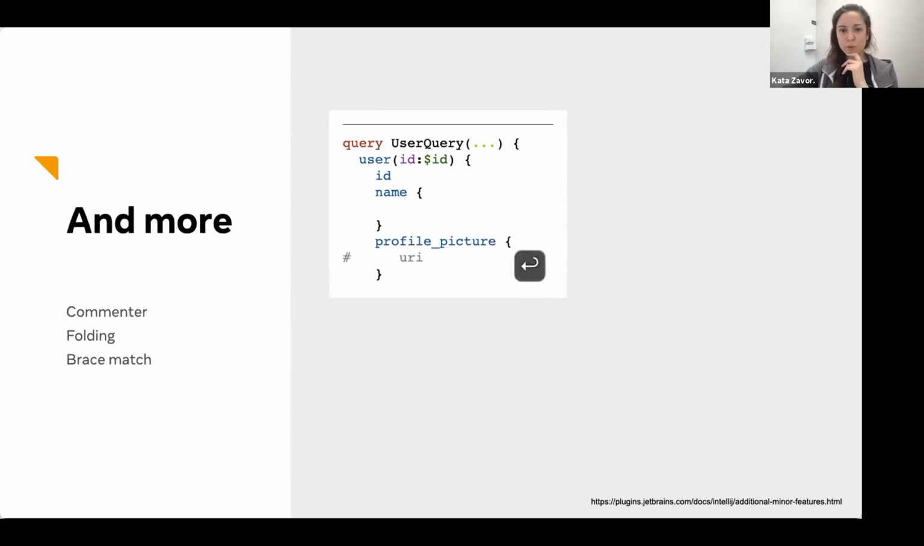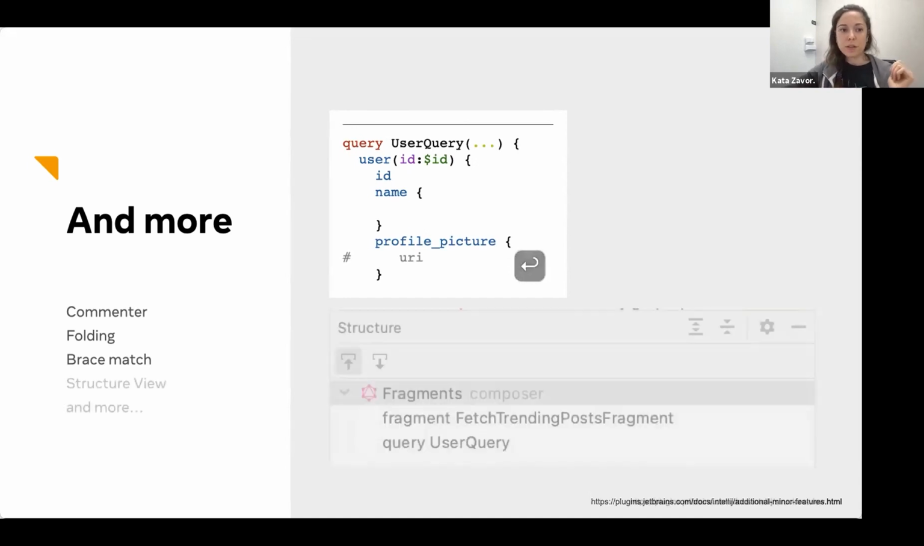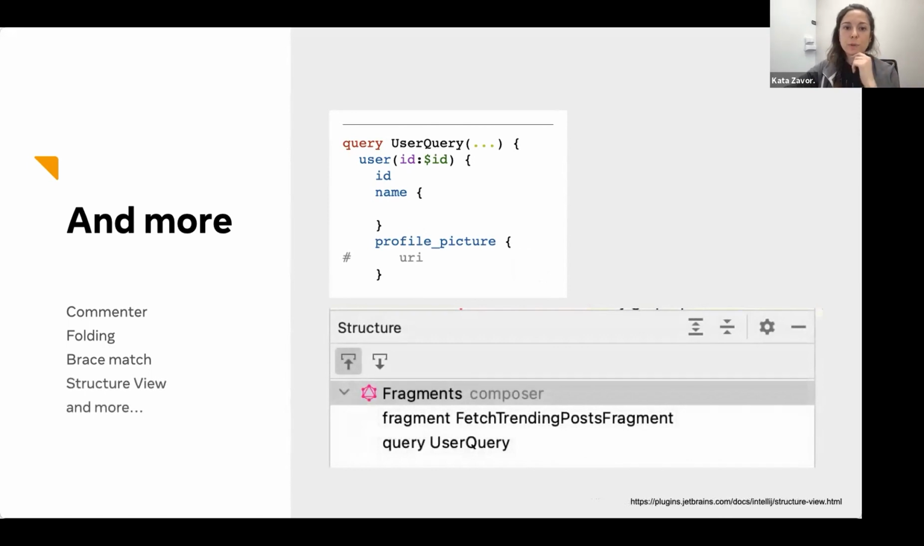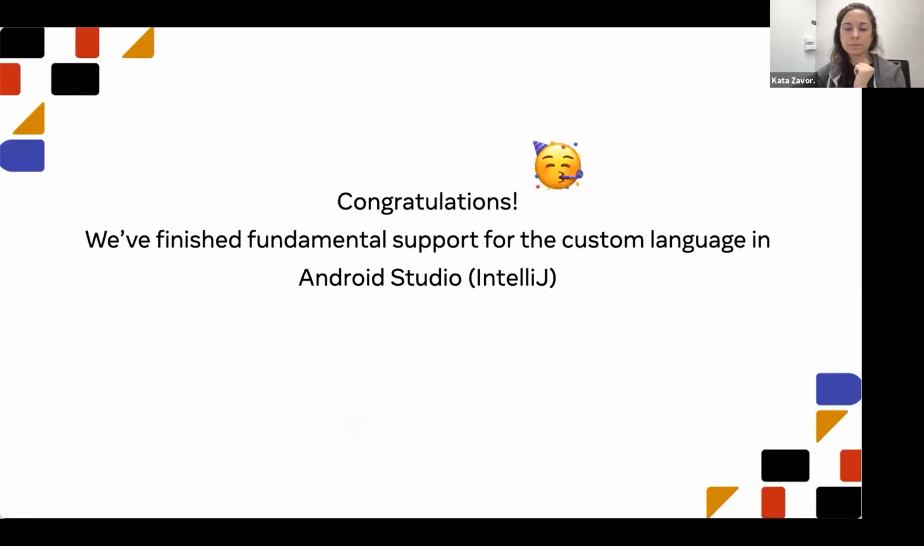So what we have seen so far, everything I described, was about the editor experience: editing code, coloring code, code completion. But Android Studio also allows support for views outside the editor. For example, the file structure view presents a human-readable description of the open file, and it supports navigation between elements in it on click. Woohoo! Congratulations! We just finished fundamental support for the custom language in Android Studio.